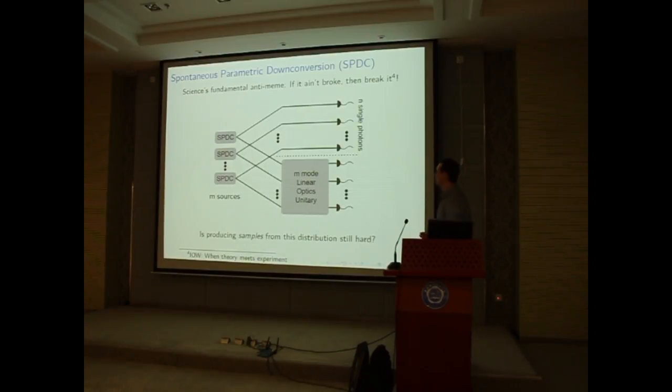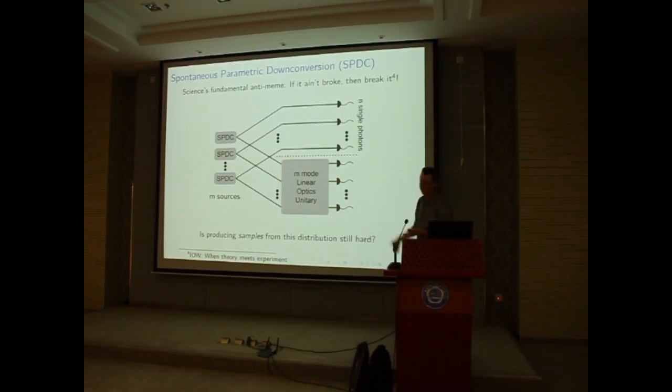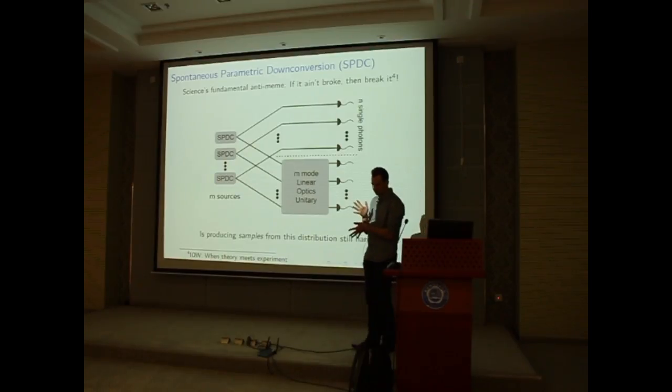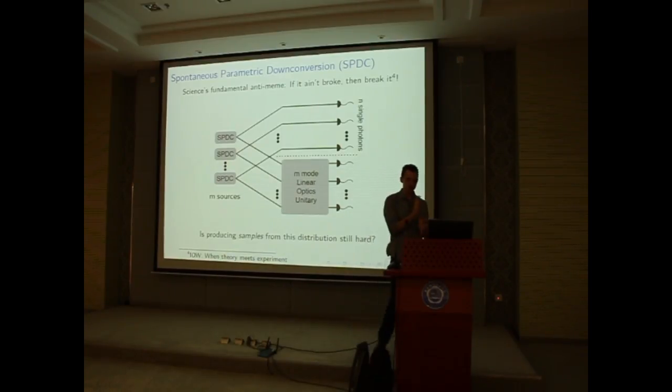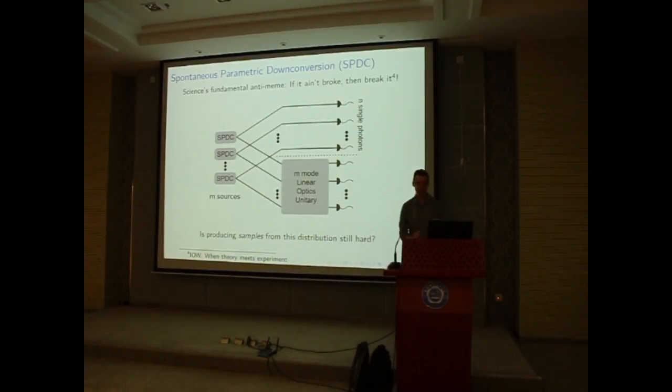No. So basically you want to ask yourself this question of this bigger problem where you have twice the number of modes. So you'll have a mode configuration output. The samples you're outputting are now twice as big. But you just want to ask yourself, is producing the samples from this distribution still hard?